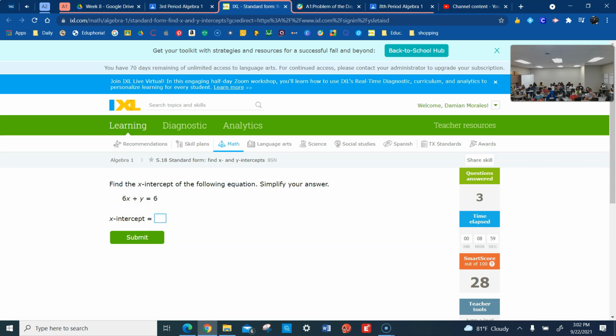Let's try the next one: 6x plus y equals 6. We're asked to find the x-intercept. If you want the x-intercept, which letter do you make a 0? No, the y is always the opposite. So I make the y a 0. So I get 6 times x plus 0 equals 6. Does adding 0 do anything for you? Then I get 6 times x equals 6. You divide both sides by 6. You get x equals 1. So my x-intercept is at positive 1. Submit. And I'm super now.